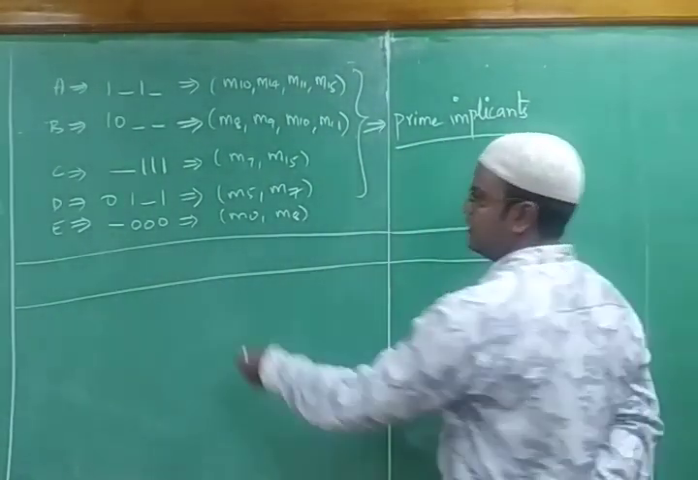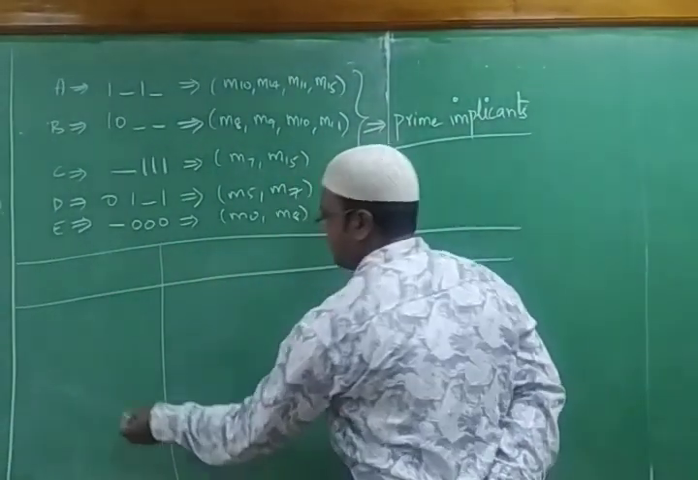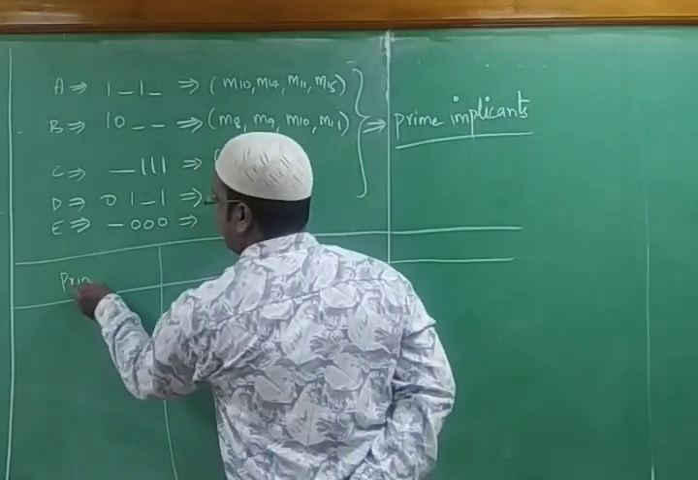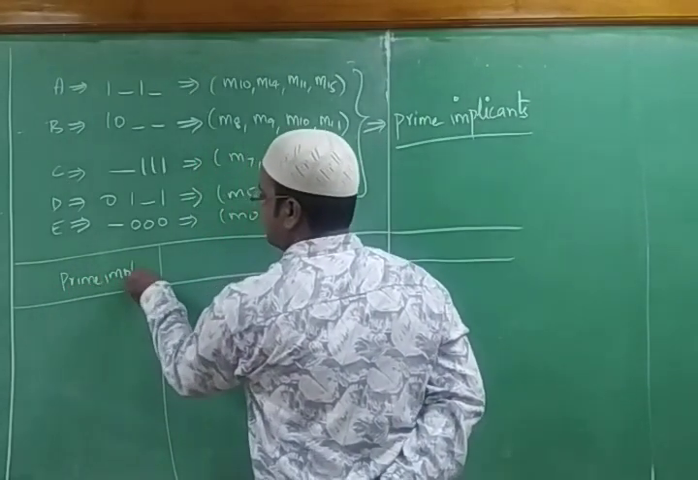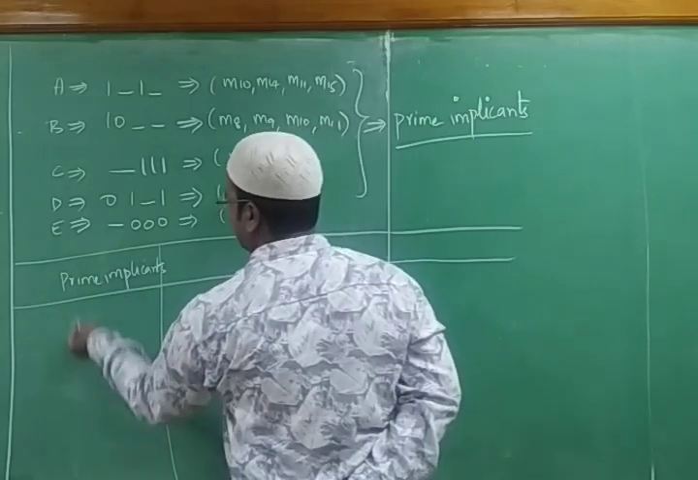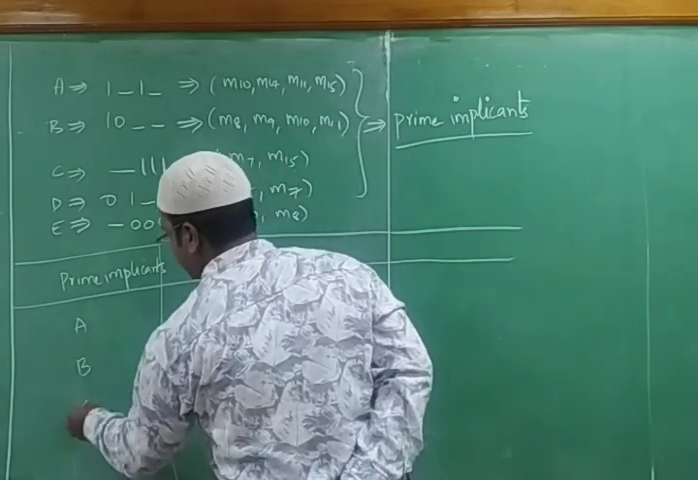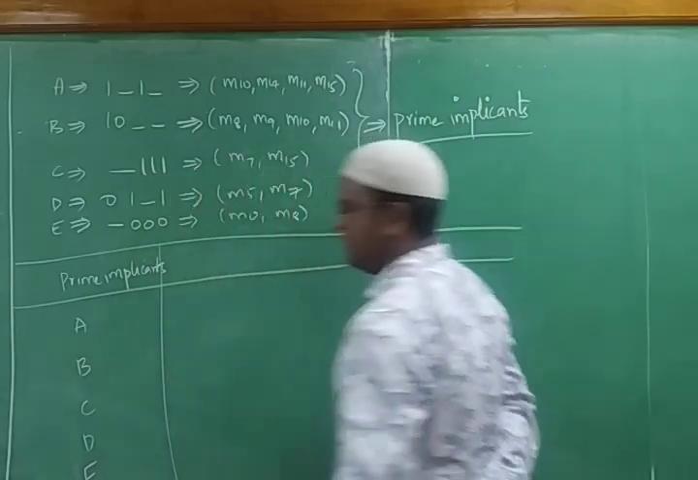So first thing, what I'm doing? I'm writing the prime implicants. So what are the prime implicants I do have? A, B, C, D and E. These are my prime implicants.